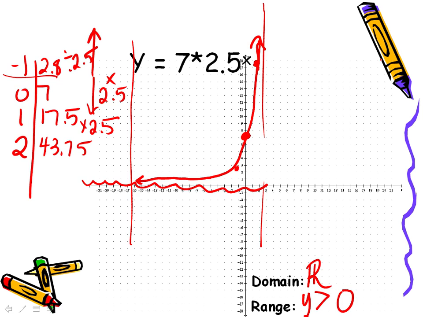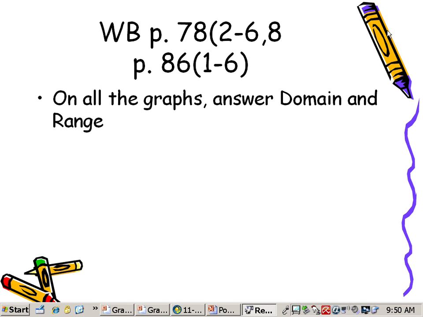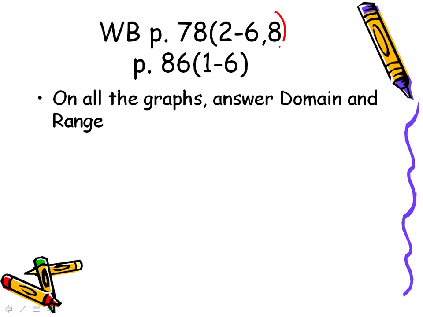Okay? All right. Okay, so now we're going to go in our workbook. Page 78, I think we've actually already done most of it, but we're going to talk about it again. On 86, we're going to do 1 through 6. But I need you to answer the domain and range for every single graph that you do.